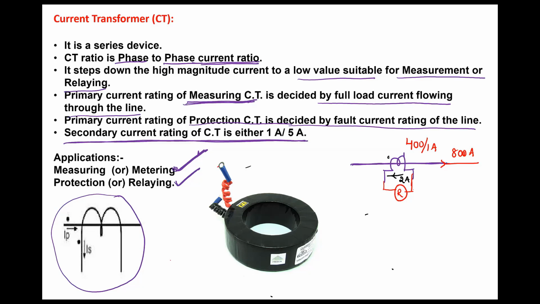Okay. That is how the CT will function. Those 2 ampere current will flow through the relay or through the ammeter. So if 2 ampere flows through the ammeter, then the ammeter should show how much current? It should show 800 ampere current. Understand?